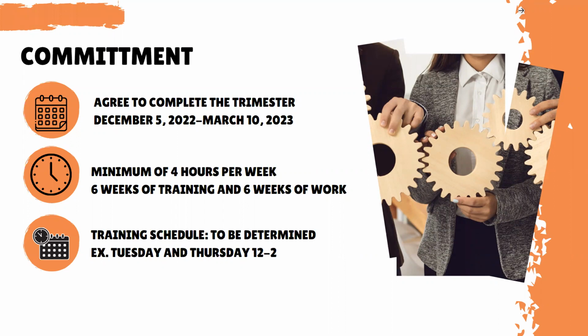And then in total, 24 hours. I don't know the math. More or less. So 4 hours per week times 12. Times 12 because it's 6 weeks of training and 6 weeks of work, so it's 12.